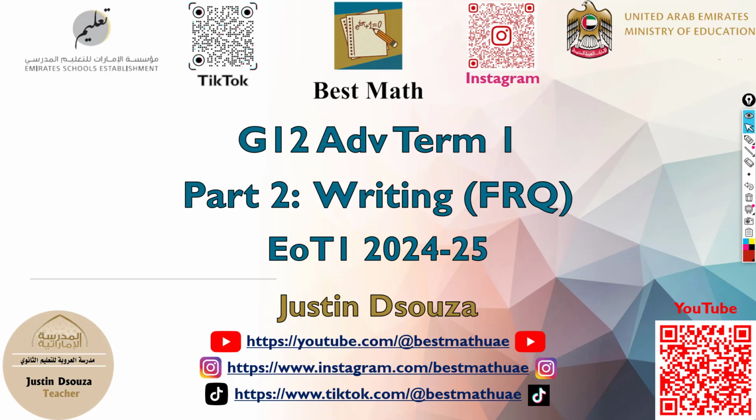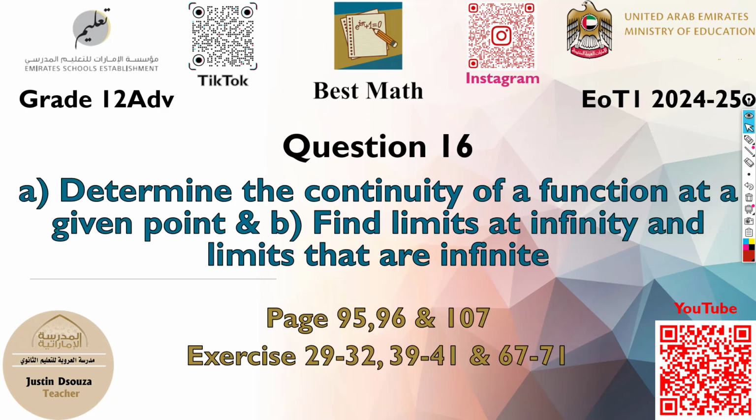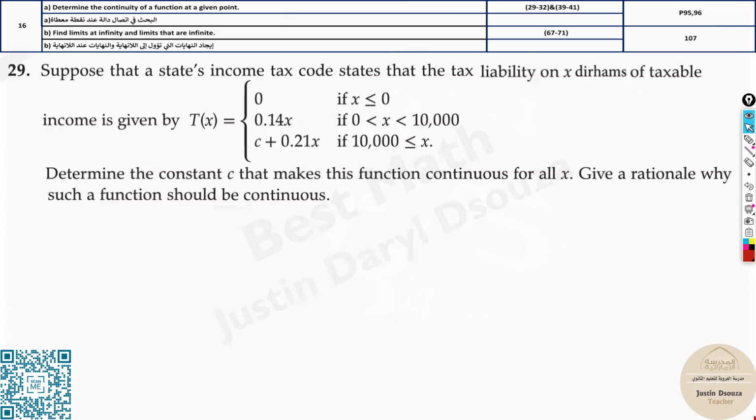In this video, we will look into the writing part and we begin with question 16 that is about continuity and limits. We have a problem here. Suppose that a state's income tax code states that the tax liability on X dirhams of taxable income is given over here. This is a piecewise equation. You can see there is one piece, two pieces, and three pieces.